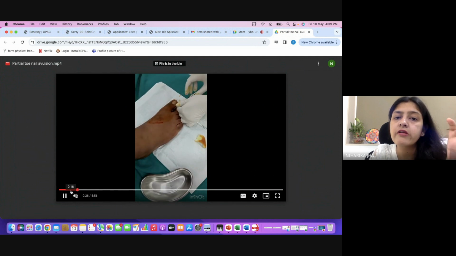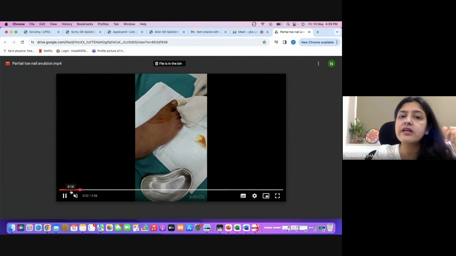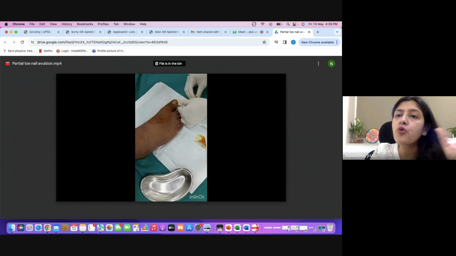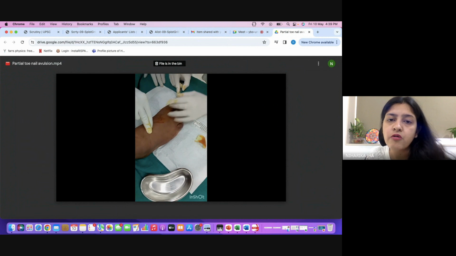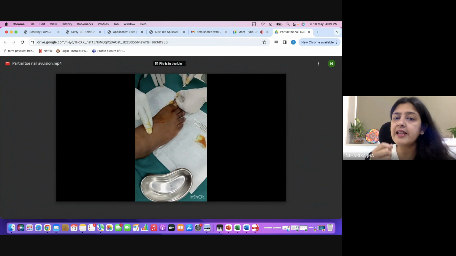So we have to operate on the nail. I have to do a partial toenail avulsion, but I'm not injecting near the toenail. I'm giving a distal digital nerve block. So the whole toe gets anesthetized and I'm able to operate on the toenail with comfort, and the patient is also not under distress.